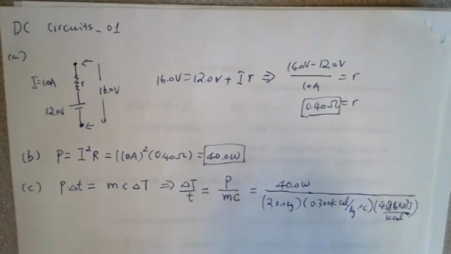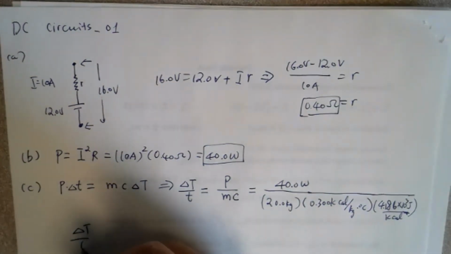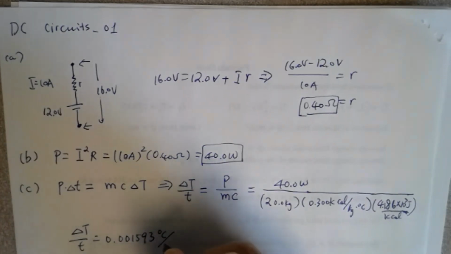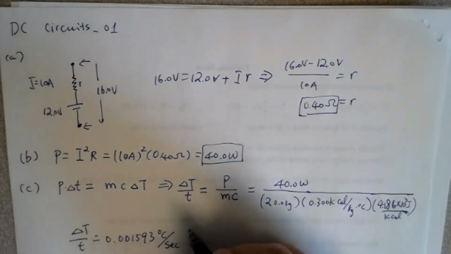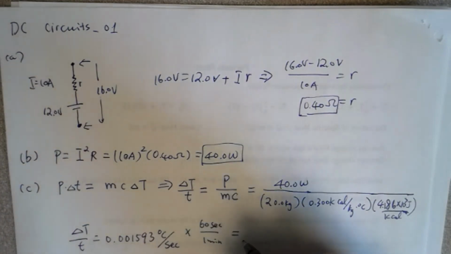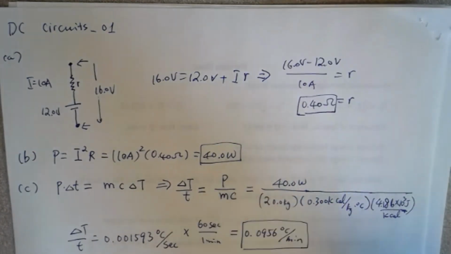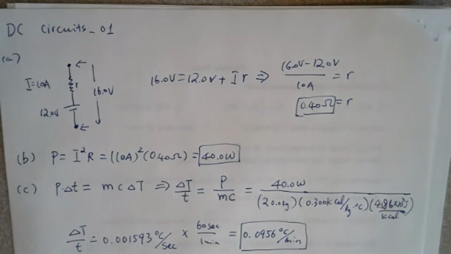Okay, so in the case, this delta T over time T then is equal to 0.00159 degrees Celsius over SI unit, which will be per second. Now it wants degrees per minute, so that means you multiply by 60 seconds in 1 minute. Okay, so that gives you 0.0956 degrees Celsius per minute. So there's a little bit of the conversion here.